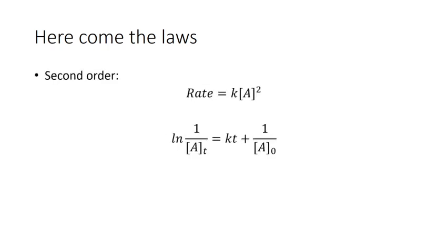Now for second order, we get something that looks like this, where the rate is equal to k times the concentration of something raised to the second power, or conversely, we could have k and A and B, where we have two things, and that would also give us a second order reaction, but we will talk about that in a moment.